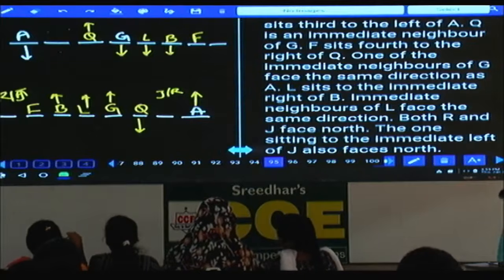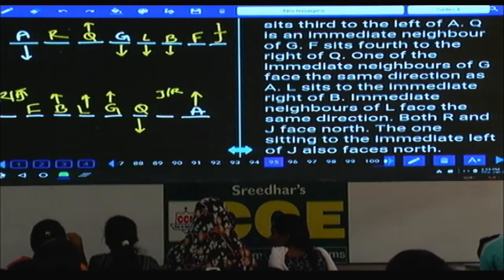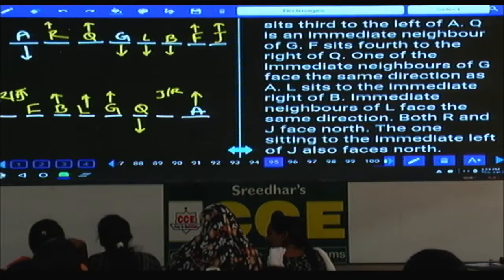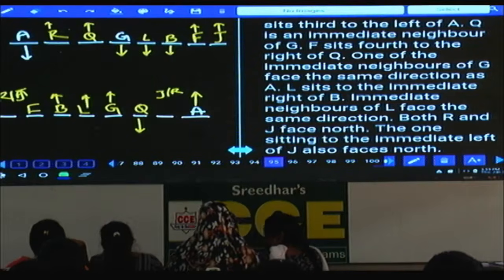As J is here, then R will be here. J and R are facing north. Then the immediate neighbor of J is F. F is also facing north. This is how these 8 persons were seated in this row. Some of them face north and some of them face south.